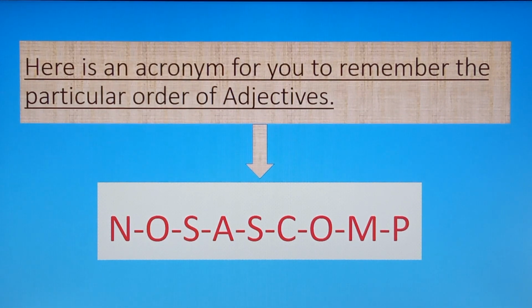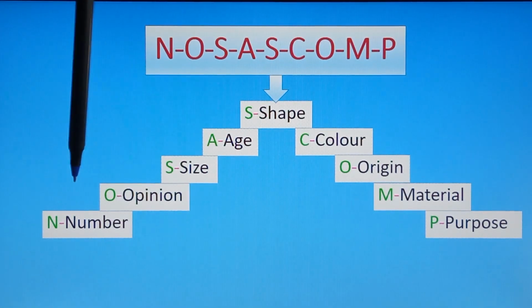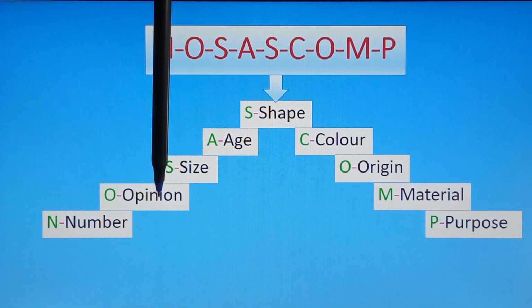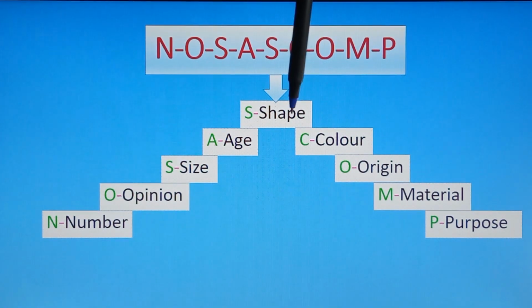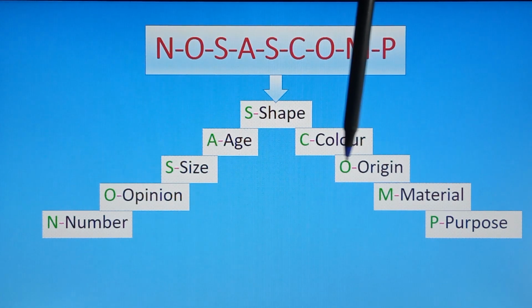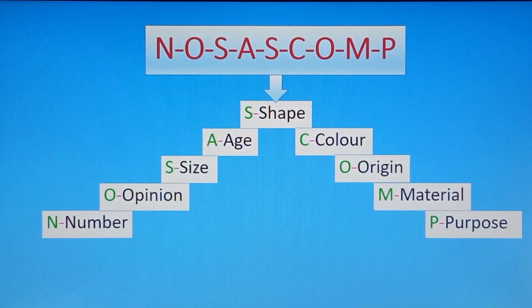Okay, now see, NOSASCOM. N for number, that is quantity. O for opinion, S for size, A for age, S for shape, C for color, O for origin, M for material, and P for purpose. You have to remember this acronym.